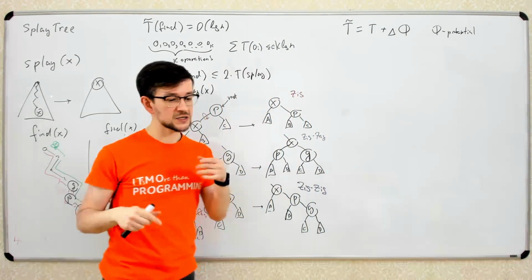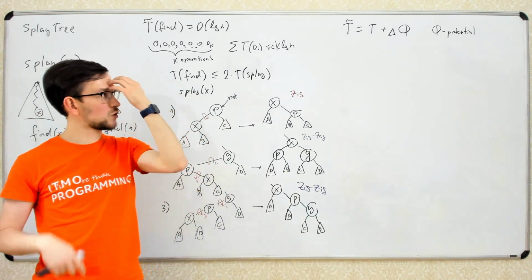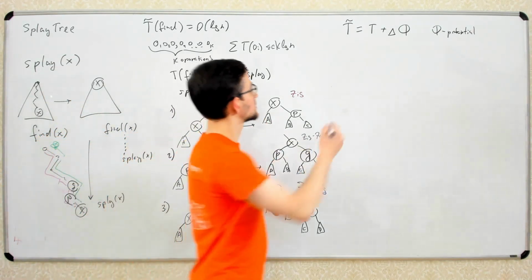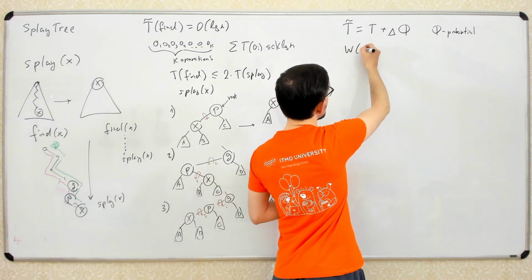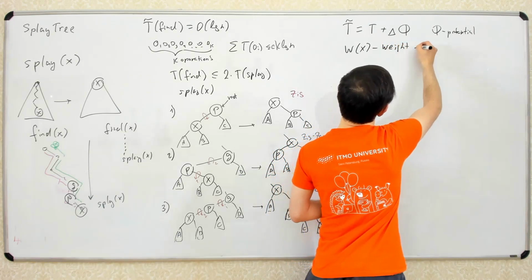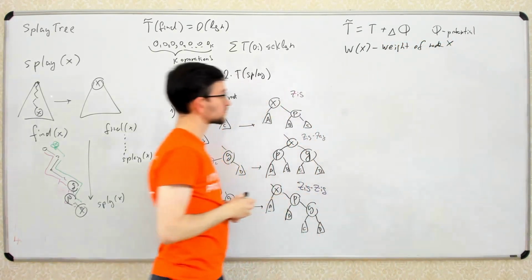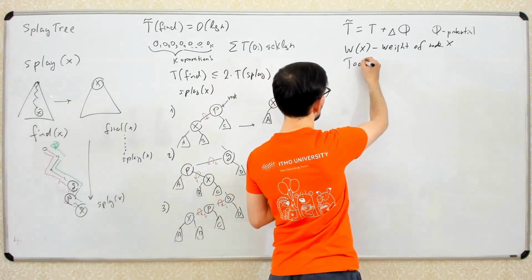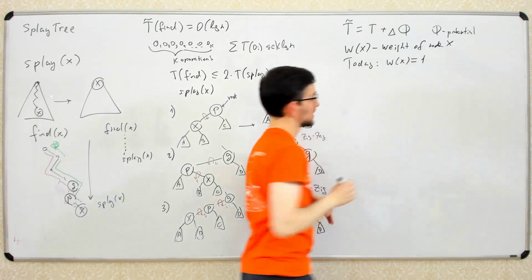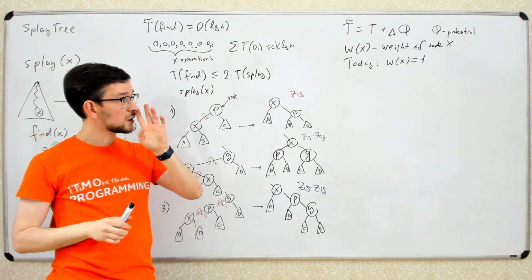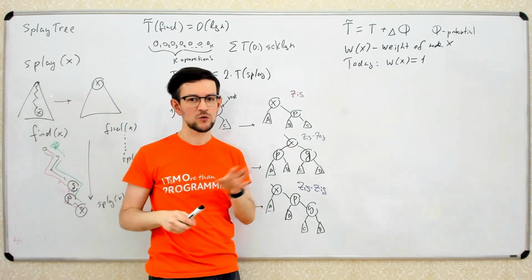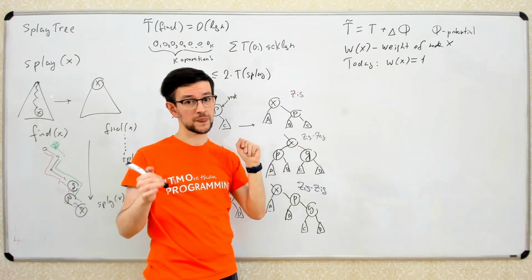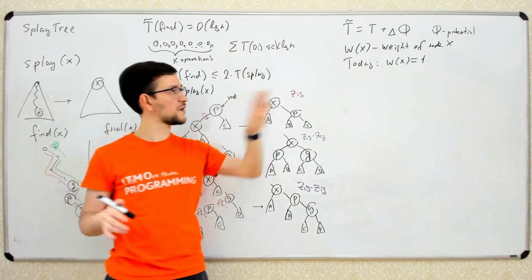So again, the key is to find a good potential function. How will we construct a good potential function? We will construct it in a very simple way. First, let's assign some weights to all the nodes. Let's say that w of x is the weight of node x. Today I will consider that all weights are equal to 1, just for today, so we'll prove a very simple time complexity. If you want to prove something more interesting, you may want to assign different weights to different nodes. But today we'll prove only this logarithmic time complexity.